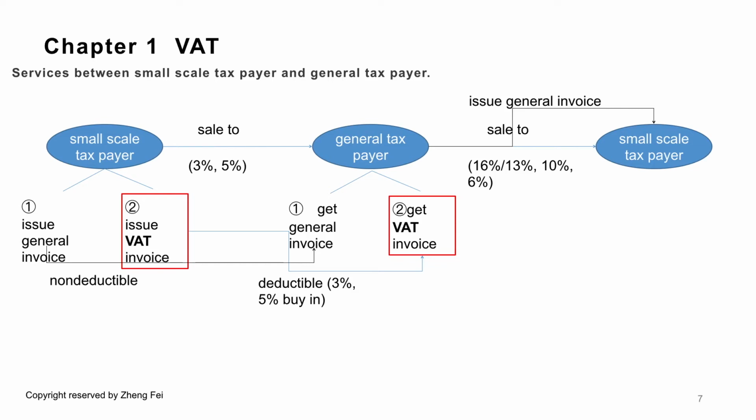Why didn't he issue a VAT invoice? Because it makes no sense for the small-scale taxpayer to get a VAT invoice, as he pays VAT based on the total income of his revenue. So he doesn't need buy-in VAT at all. On the other hand, from the general taxpayer's perspective, issuing either a general invoice or a VAT invoice will not influence the rate he shall pay.